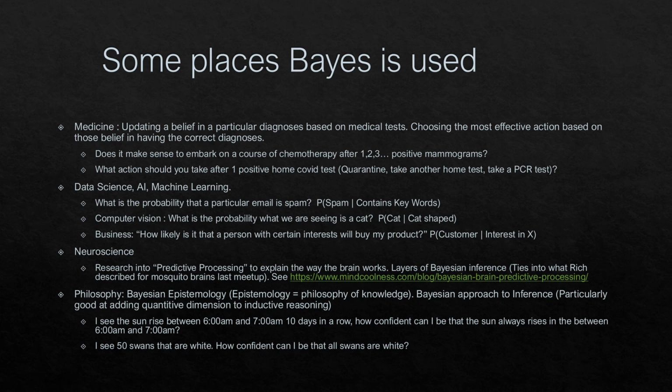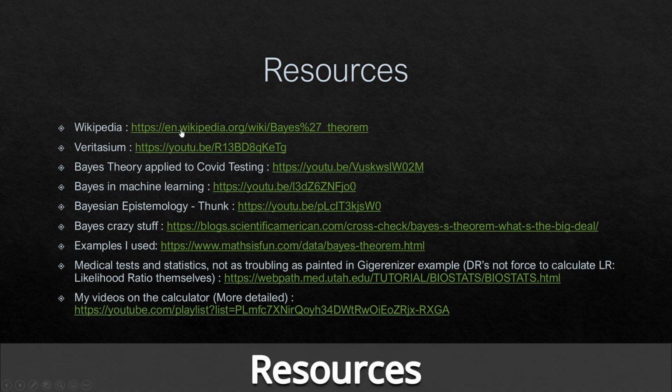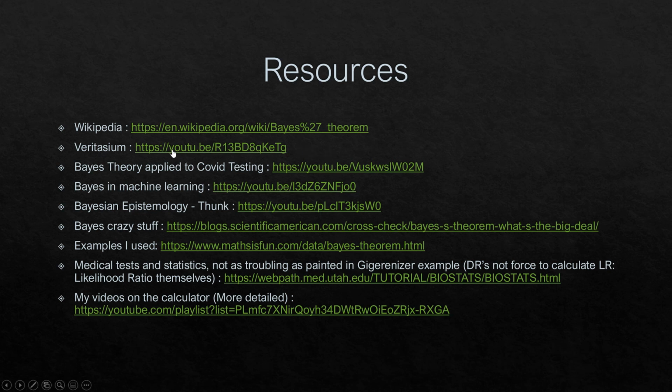So I hope that was a useful walkthrough of Bayes theorem. I'll put all these links in the description, but some other resources that I use frequently: Wikipedia has a good article on Bayes theorem. Veritasium, the guy on that YouTube channel, does a really good walkthrough of Bayes theorem, particularly with medical tests again, and illustrates exactly why the non-intuitive result is the true result, and why it matches up with Bayes theorem.